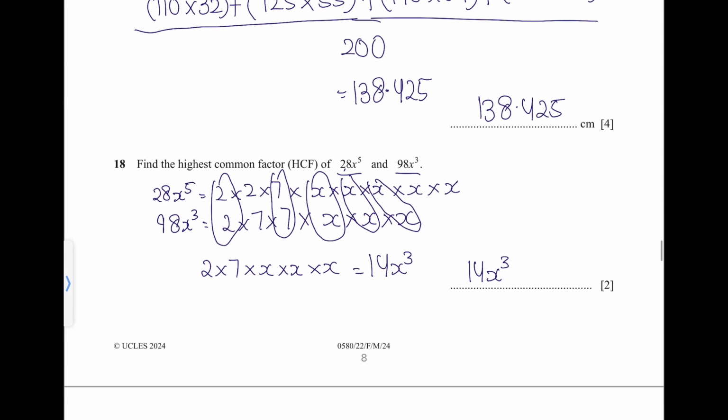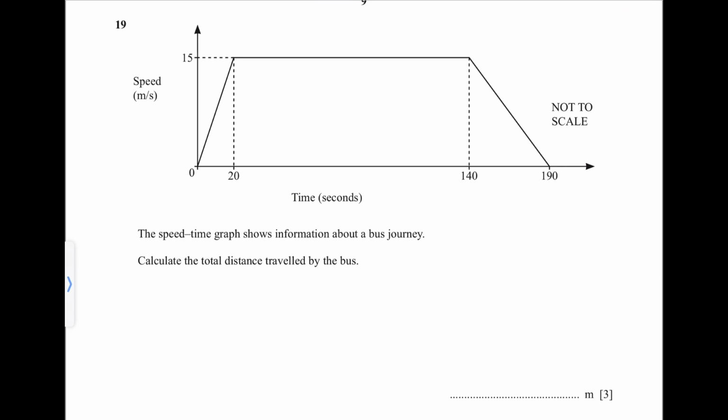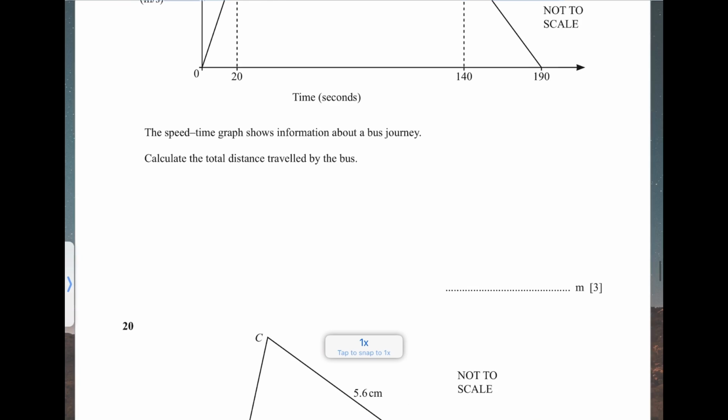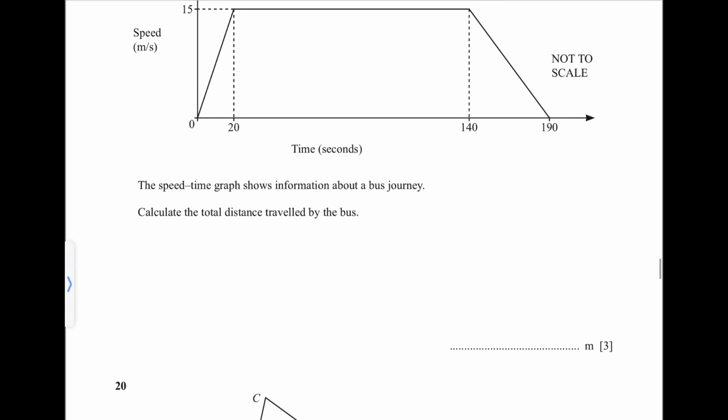Let's move on to the next question now. The speed time graph shows the information about a bus journey. Calculate the total distance which has been traveled by the bus. The total distance is shown by the area under the graph. So the area, you can see it's in the shape of a parallelogram. You can also do it through a rectangle and 2 triangles, but parallelogram is one simple step.